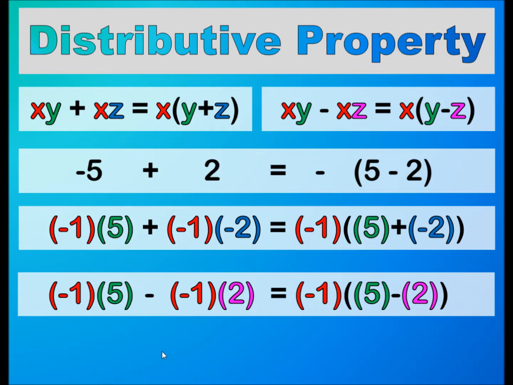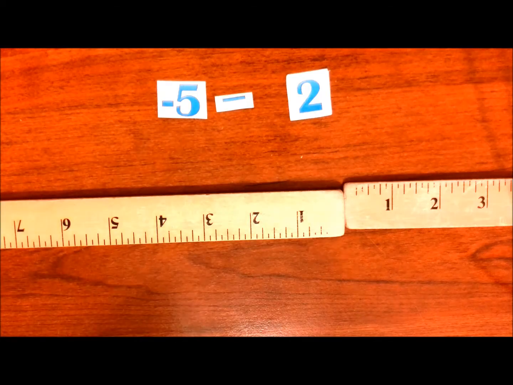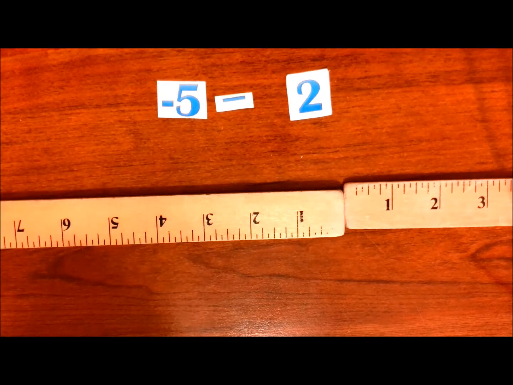So as you can see, maybe not now if you have not heard of the distributive property beforehand, but later, this is how you remember that -5 plus 2 equals negative, parentheses, 5 minus 2, because of the distributive property. I would now like to discuss -5 minus 2.